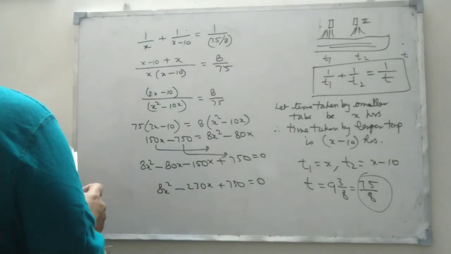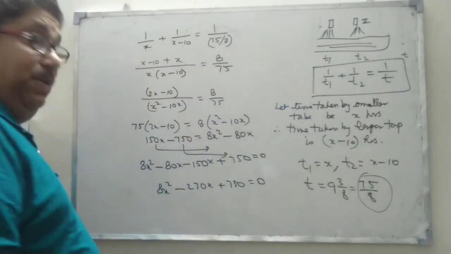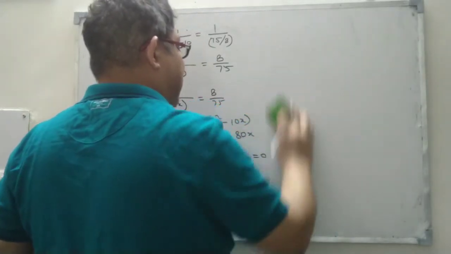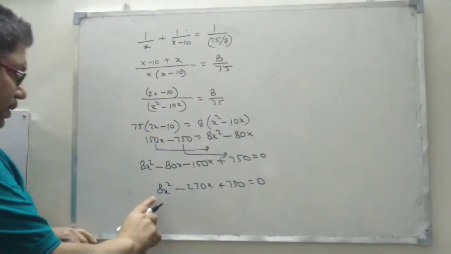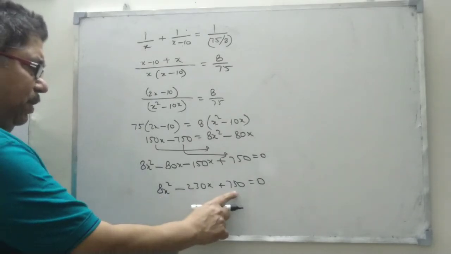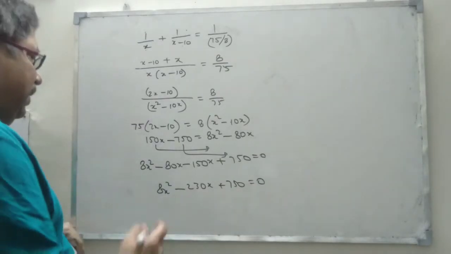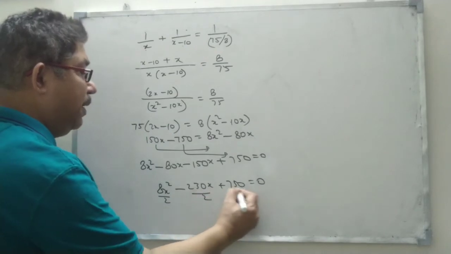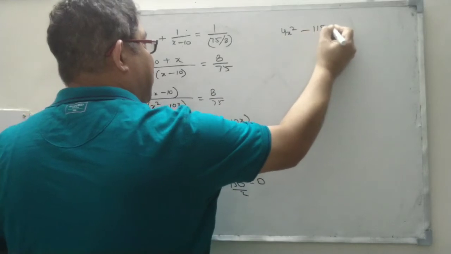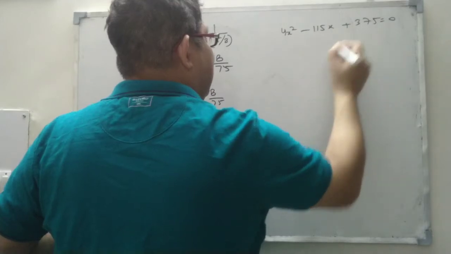So this was our question. I'll have to rub this because I need space. Divisible by 2, divisible by 2, divisible by 2. Divisible by 4 also, but this is not divisible by 4 and this is also not. No, none of them is divisible by 4. So it is better I divide the whole equation by 2. This is divisible by 2, this is divisible by 2. This becomes 4x square, 115x, and this becomes 375 equal to 0.